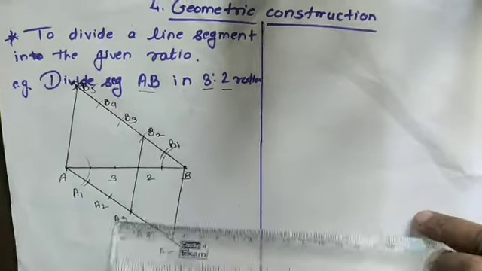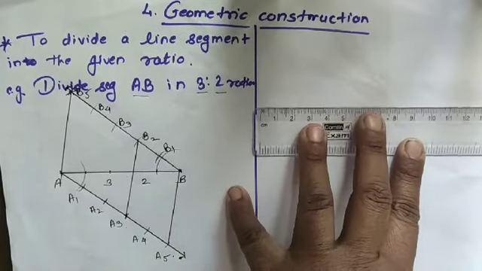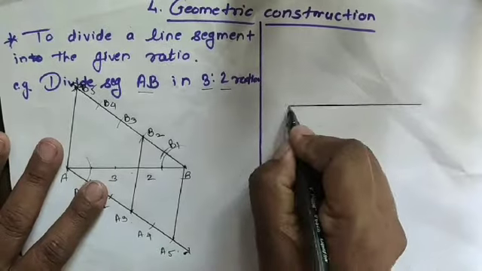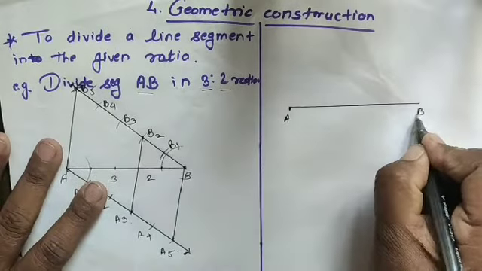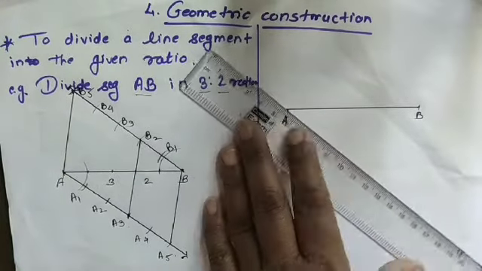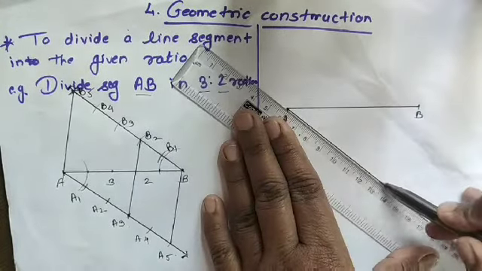Inside it we have to draw only the downside parts. So here I will draw seg AB. This is one method and this is another method. This is A and that is B. Seg AB is there. I have to divide it into 3 as to 2 ratio. So draw any line here.